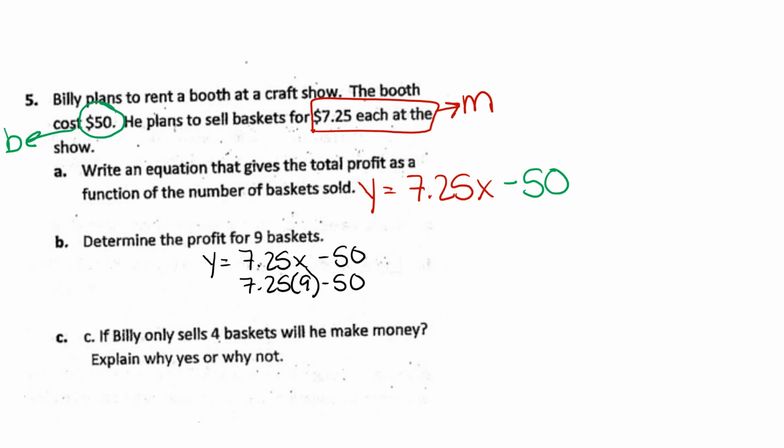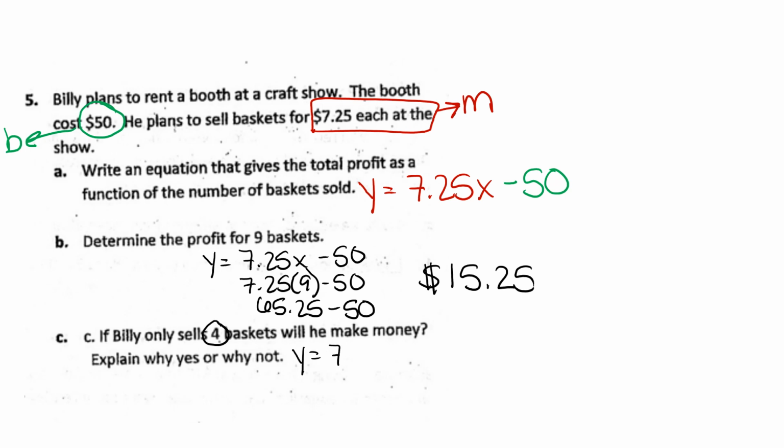When you multiply those two values together, 7.25 times 9, you end up with 65.25. Then subtract the $50 that Billy had to pay for the booth, and so he made a profit of $15.25.